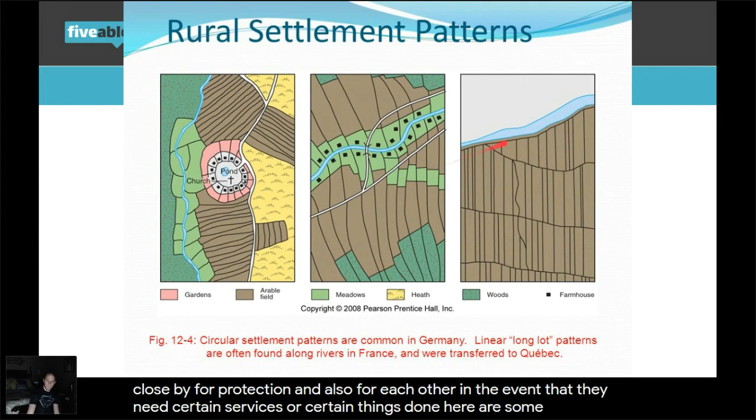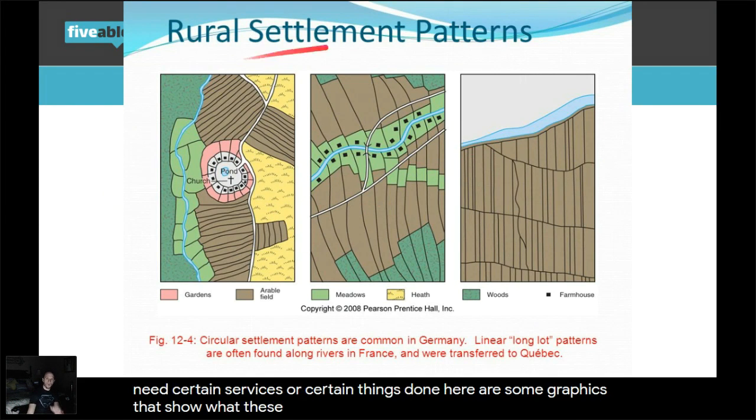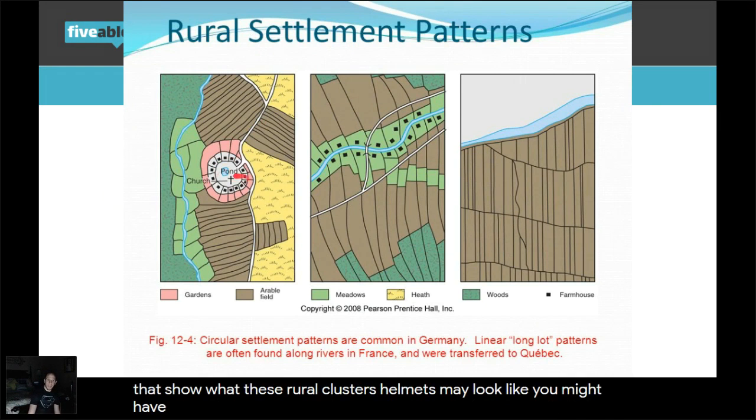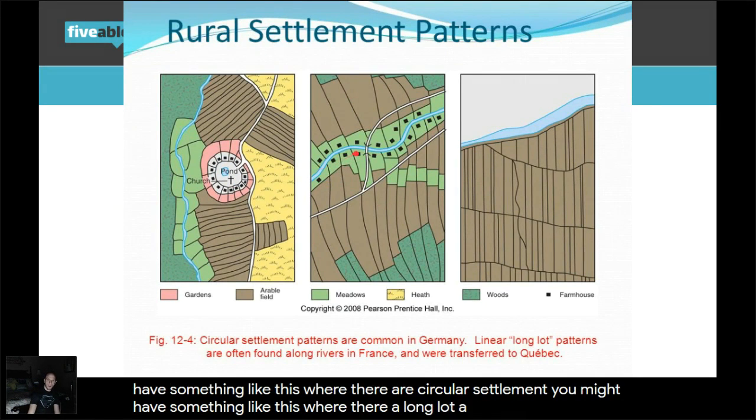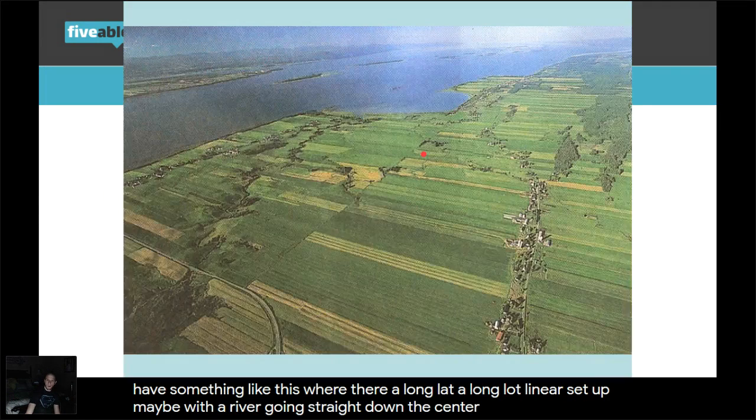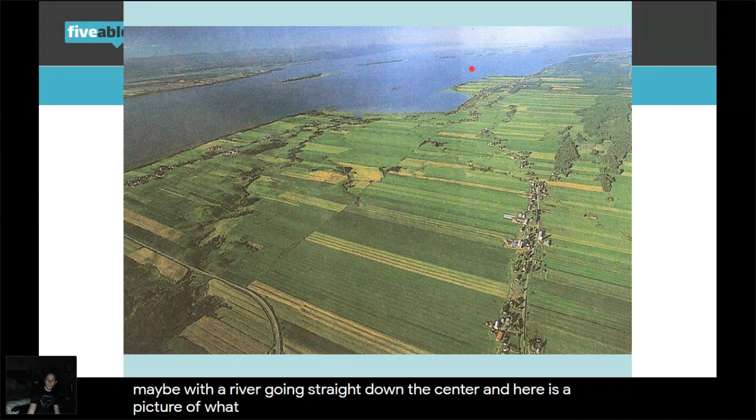Here are some graphics that show what these rural cluster settlements may look like. You might have something like this where they're in a circular settlement. You might have something like this where they're in a long lot linear setup, maybe with a river going straight down the center. And here is a picture of what that looks like.